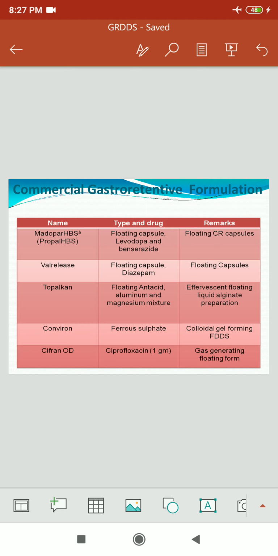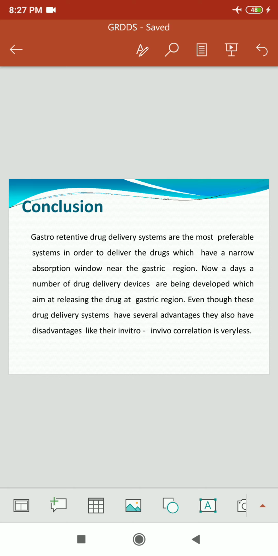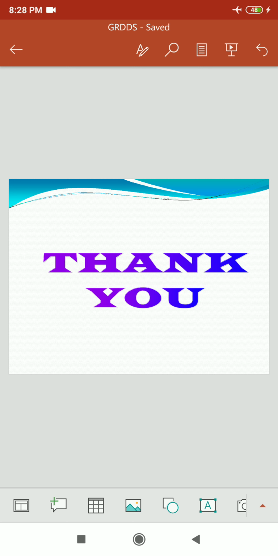Some commercial gastroretentive formulations. In application, they are used as floating capsules to treat acidity, ulcer, GERD, and many other conditions. They also deliver antibiotics to patients having inflammation. Diazepam is also prepared by this system to treat anxiety, and for local therapy in the stomach and small intestine. Thank you.